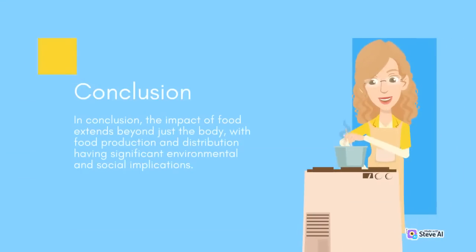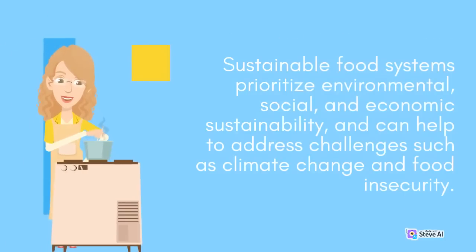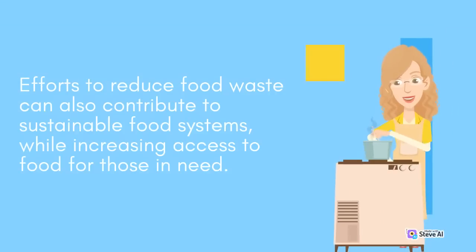Conclusion. In conclusion, the impact of food extends beyond just the body, with food production and distribution having significant environmental and social implications. Sustainable food systems prioritize environmental, social, and economic sustainability, and can help to address challenges such as climate change and food insecurity. Efforts to reduce food waste can also contribute to sustainable food systems, while increasing access to food for those in need.